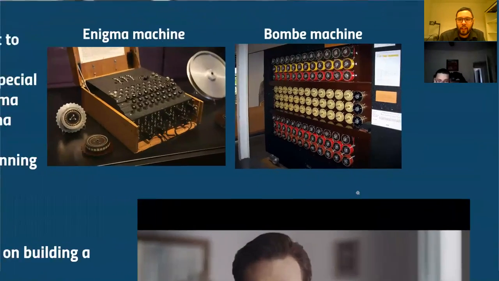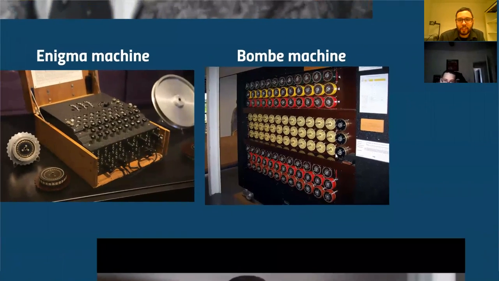Turing uses all the resources of the British government to build what's called the Bombe Machine. The Bombe Machine is a special purpose device designed to test all the different possible configurations of the Enigma Machine. So the British government had a working Enigma Machine. They knew how it worked, but the issue was just cracking it, reverse engineering so that you can decrypt a code that you intercept. And this is what the Bombe Machine did.